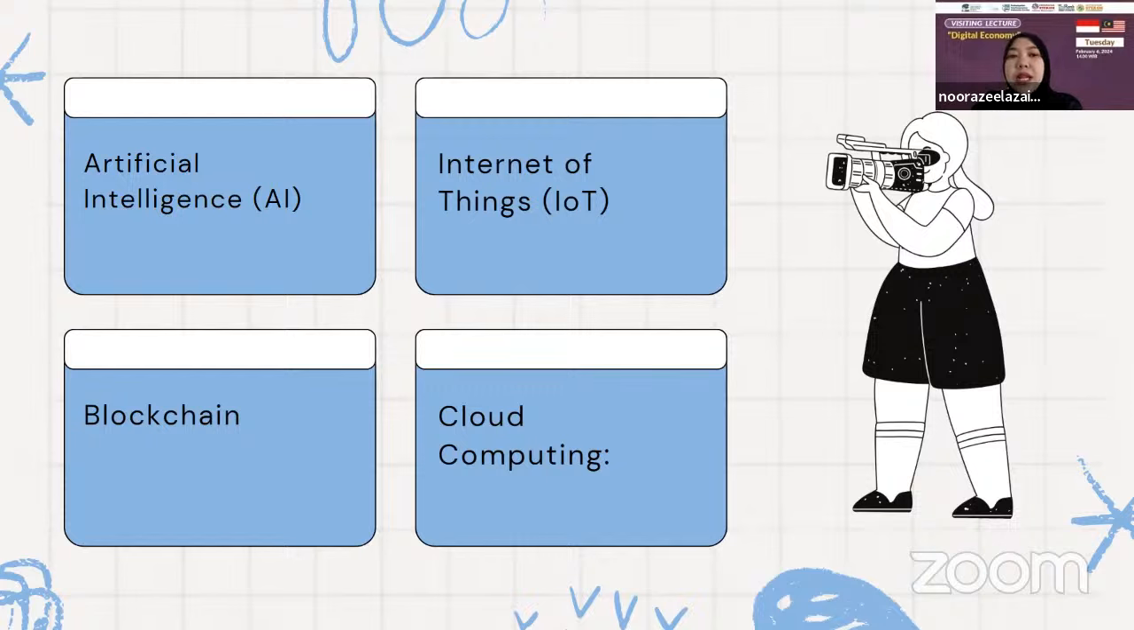Okay. Then the last one, we have cloud computing. The opportunity for cloud computing is that it offers scalable and flexible computing resources, enabling businesses to reduce infrastructure costs, improve agility, and deploy applications more rapidly. Cloud-based collaboration tools facilitate remote work, virtual team collaboration, and real-time access to data and applications from any location. The challenge is data privacy and security concerns related to storing sensitive data in the cloud, including compliance with data protection regulations, and ensuring data encryption and access control.